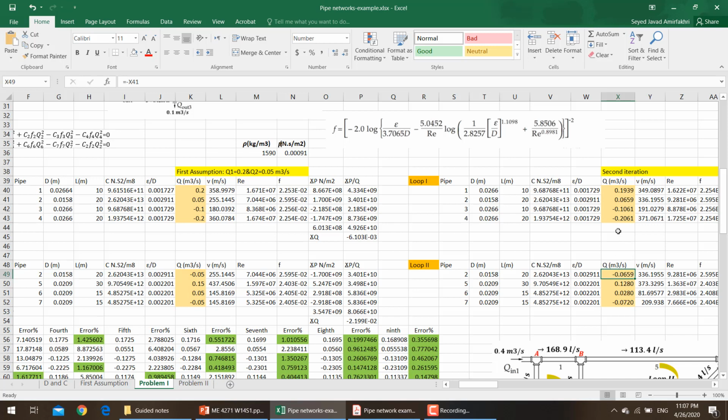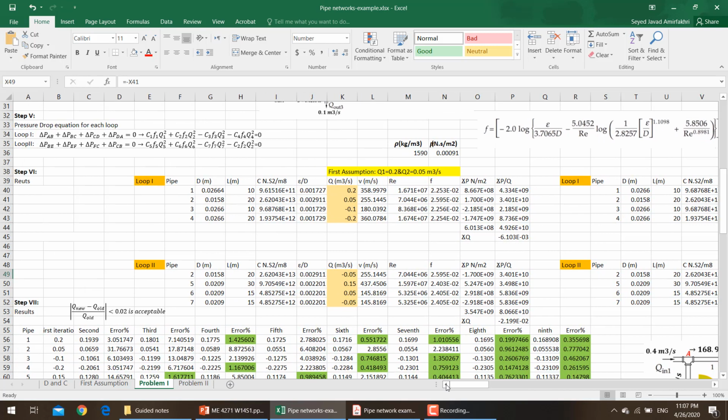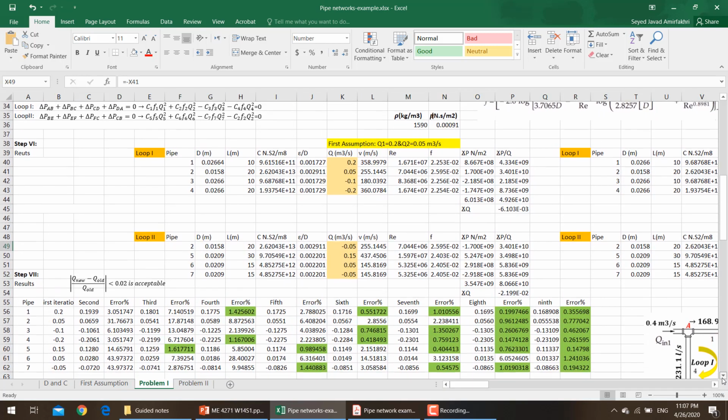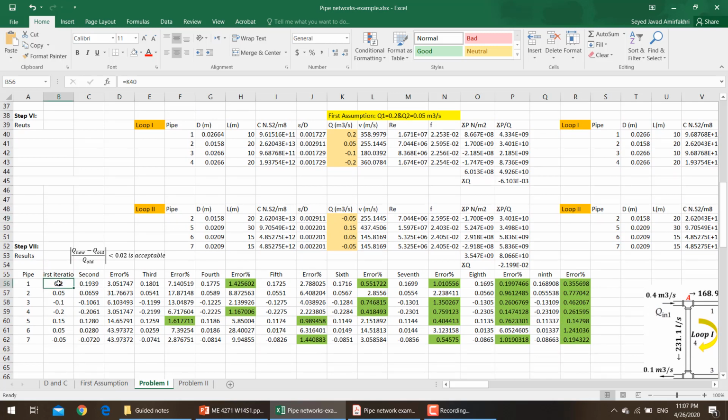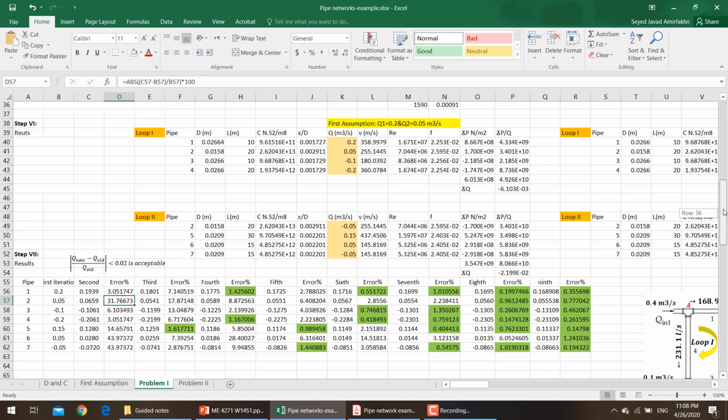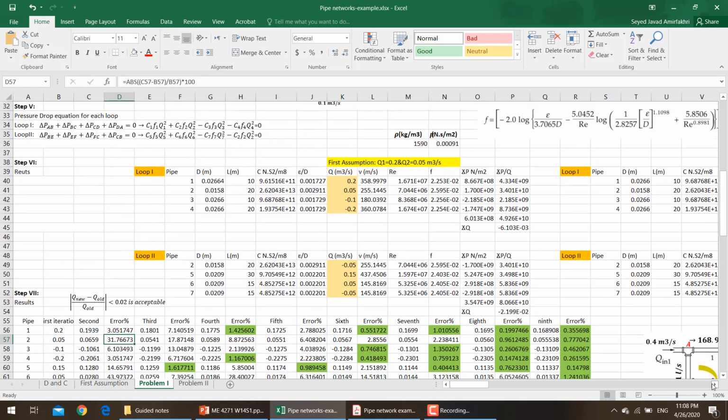Now you have the Q new. What you need to do is calculate the error between the Q new and the Q old, to see if the difference is less than 2%. This is the first value, this is the second value. I calculate the percentage error: I use the absolute value of Q new minus Q old over Q old, and then multiply by 100 to get the percentage error. As you can see, all errors are more than 2%. So we need to repeat the calculation, and continue to the third iteration.